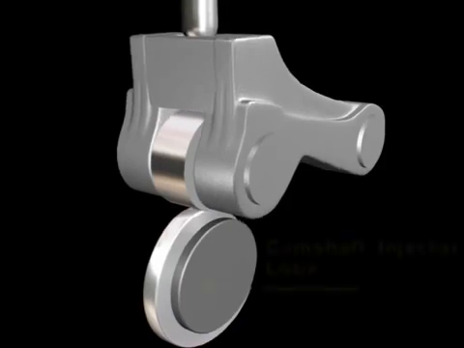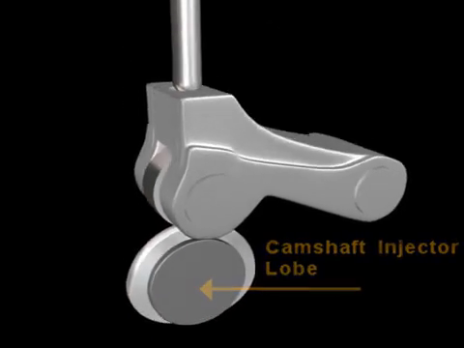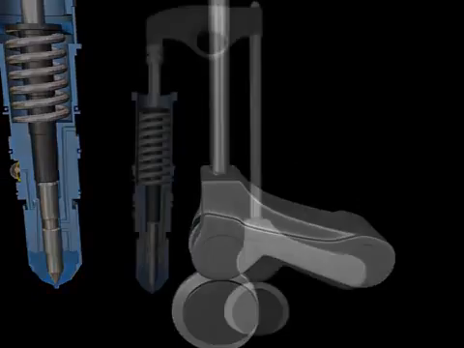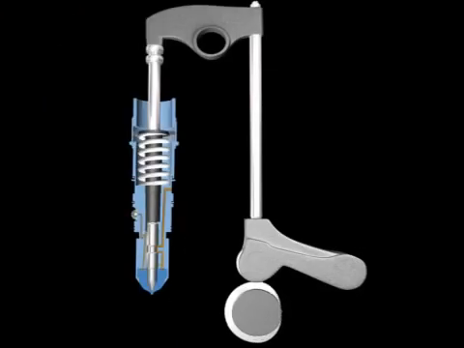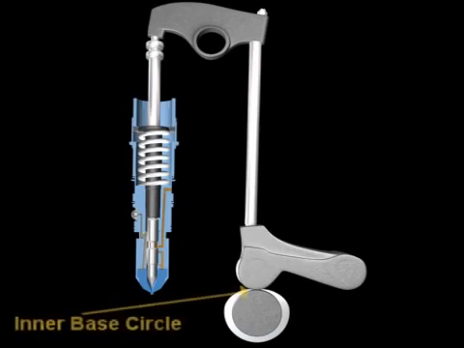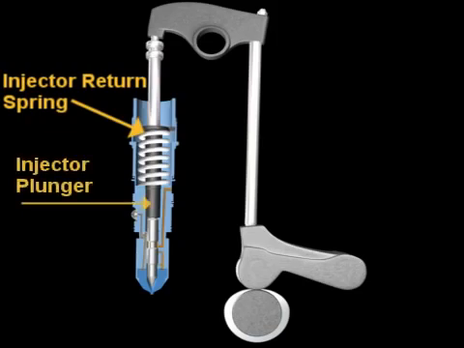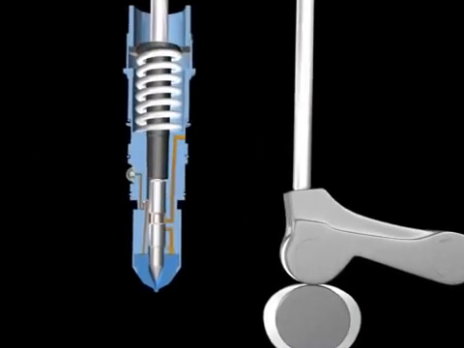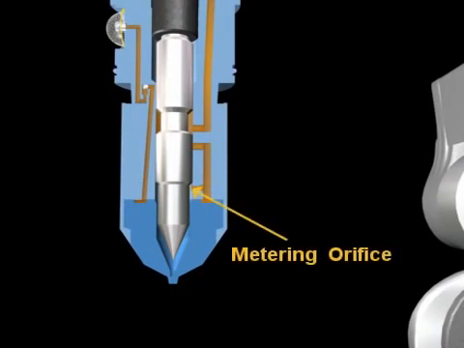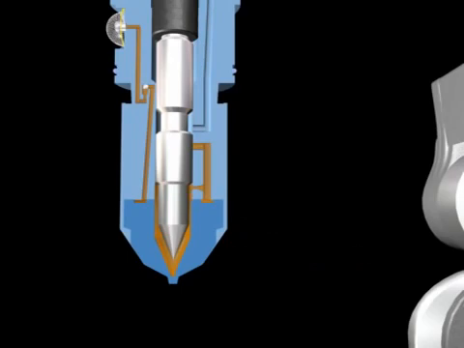The injector plunger is actuated by rotation of the camshaft injector lobe. When the cam follower roller is on the inner base circle, the injector return spring has lifted the injector plunger, uncovering the metering orifice. The period of time the metering orifice is uncovered is referred to as metering time.